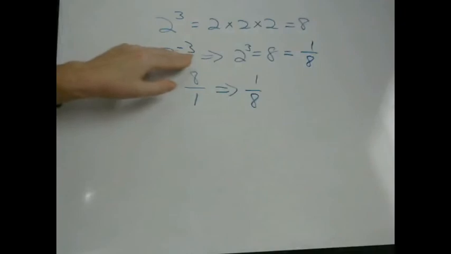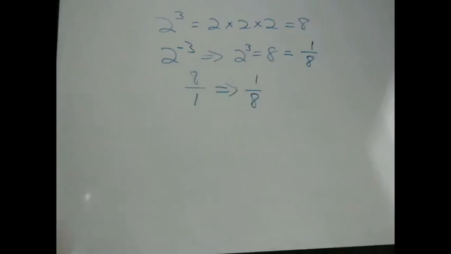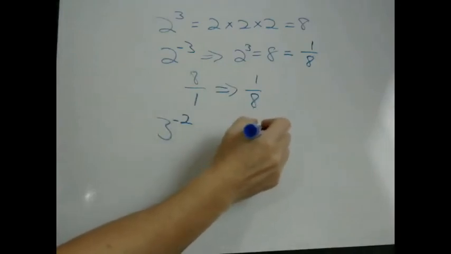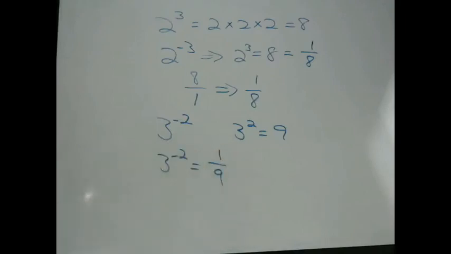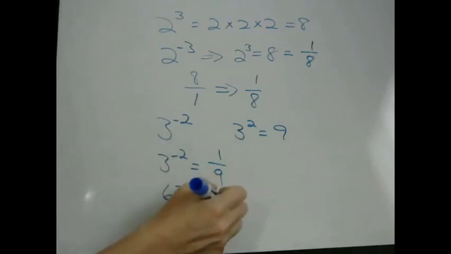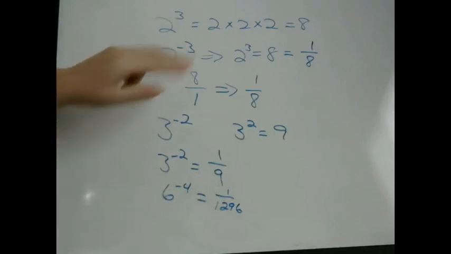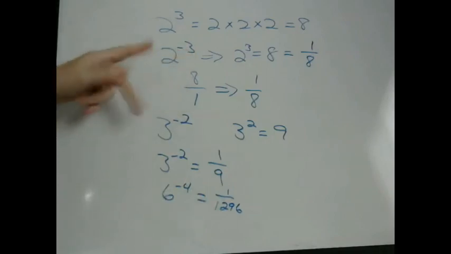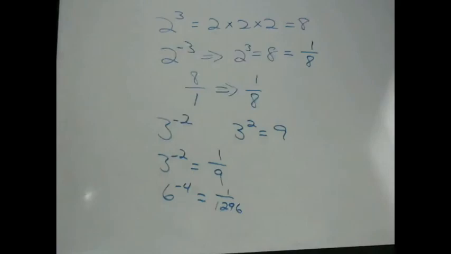So if you have a negative exponent, all you do is pretend that it's positive, find the answer, and then flip it upside down. For 3 to the negative 2, we know that 3 squared is 9, so 3 to the negative 2 is going to be 1 over 9. 6 to the negative 4th is going to be 1 over 1,296, because we know 6 to the 4th is 1,296. So if you have a negative exponent, it has nothing to do with negative numbers. It really just means to flip the answer. If you pretend it's not negative and just flip that answer, it's called the reciprocal.